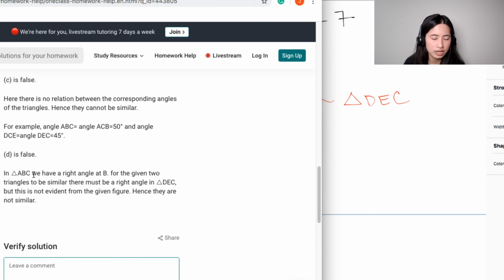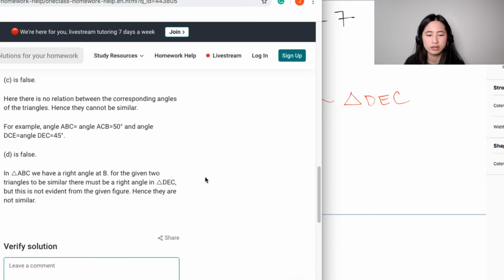Okay, so for part D, it says we have a right angle at B. For the given two triangles to be similar, there must be a right angle in angle DEC. Yes, but even though you have a right angle at angle B, which is coming from this triangle ABC, and even if you have a right angle coming from DEC, right, you need to have at least two angles in triangle ABC and two angles in triangle DEC for them to be similar, right? And it has to be the same corresponding angle.